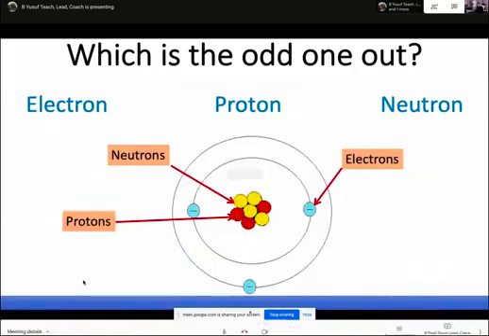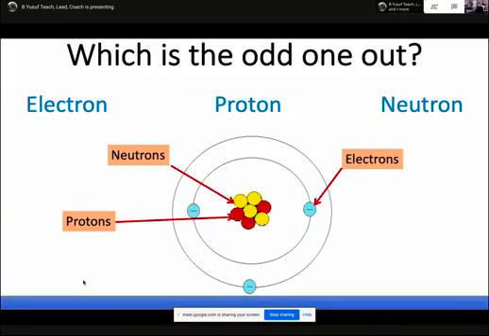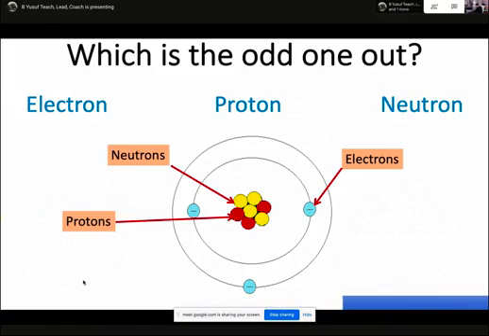What about this one? Which is the odd one out? So you've got an image that shows you the subatomic particles within an atom, protons, neutrons, and electrons. Which one is the odd one out? And more importantly, why? Okay, so you've got the blue bar moving again. Have you got your answer? Have you also got your reason?